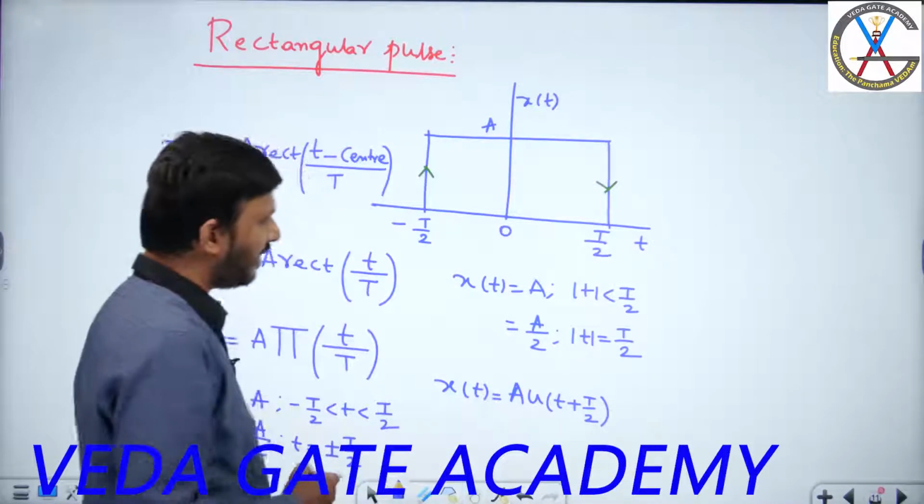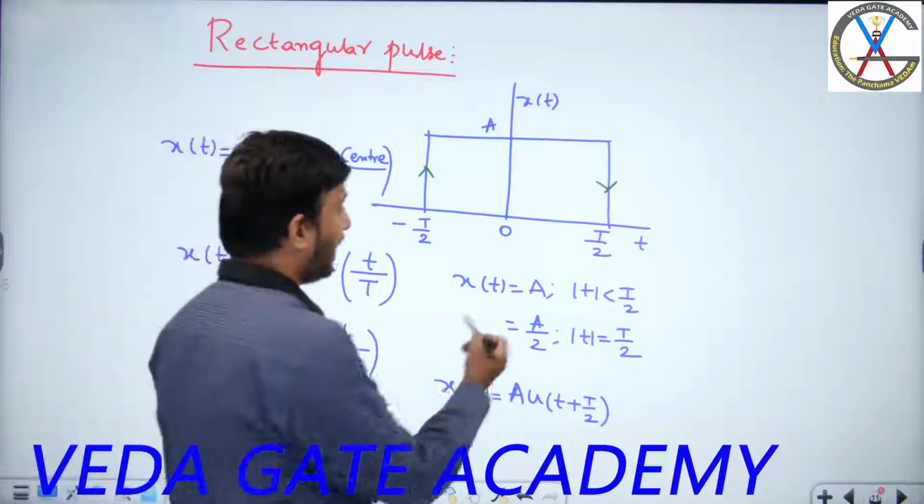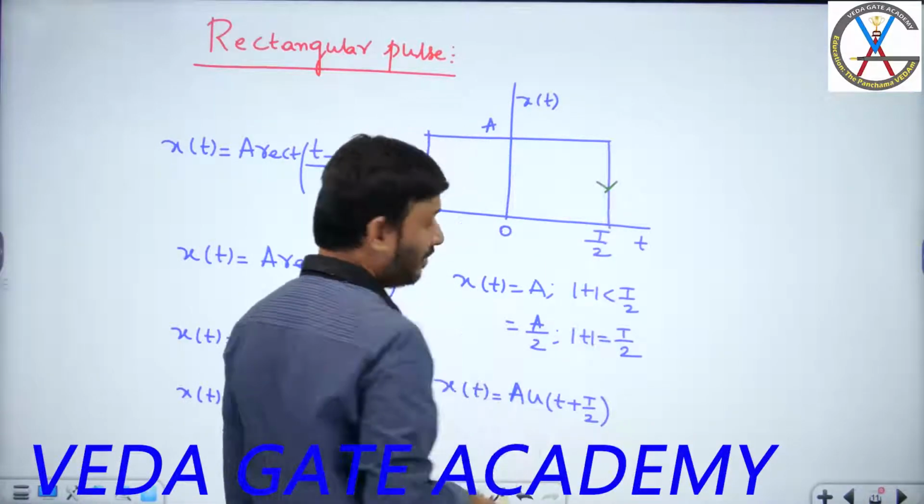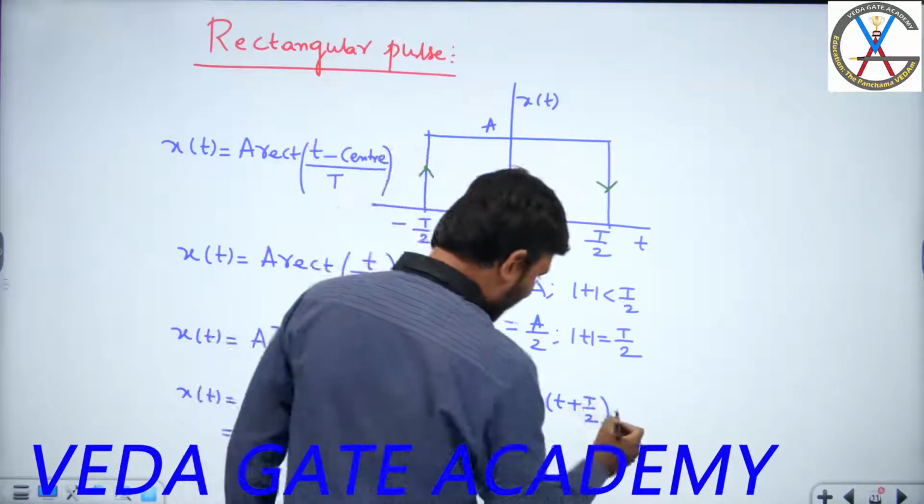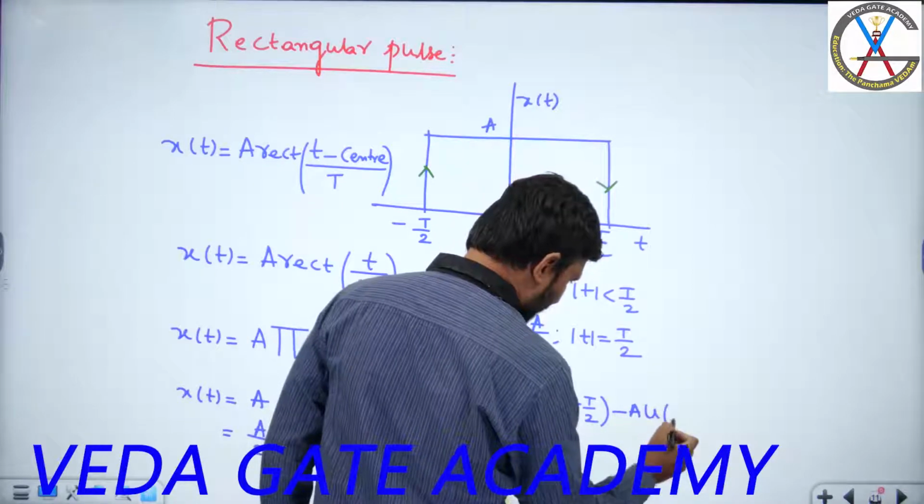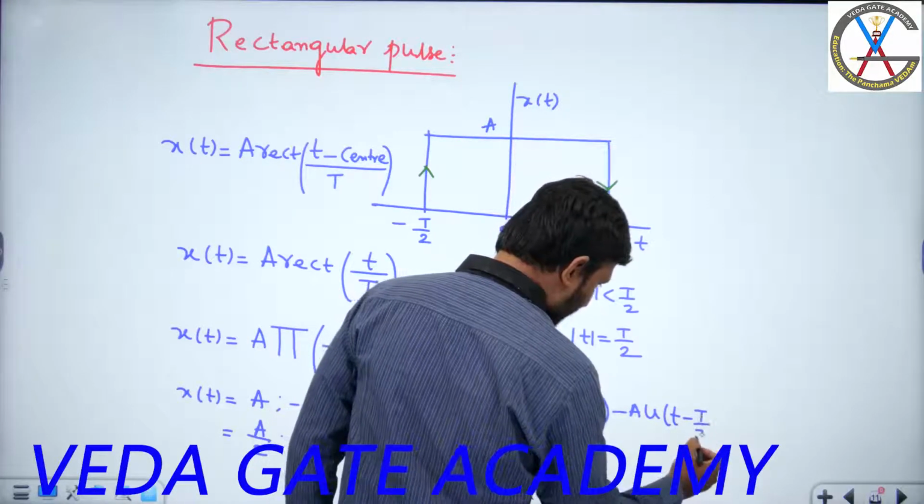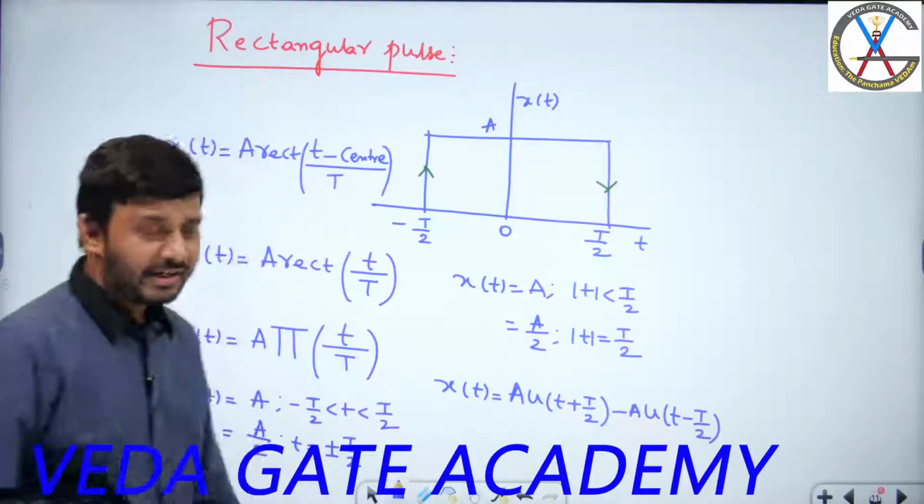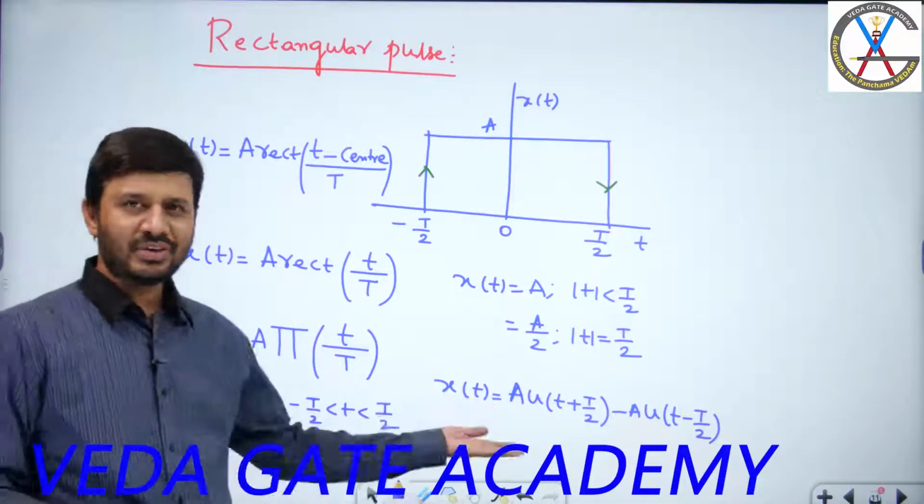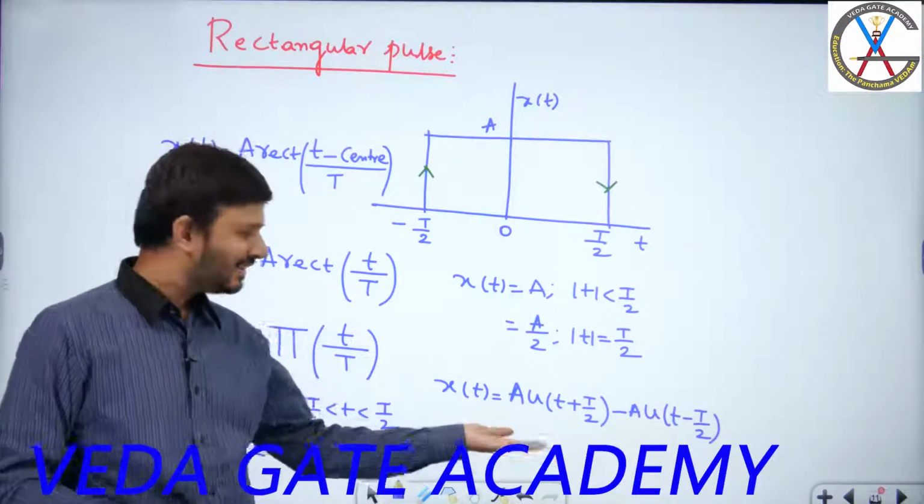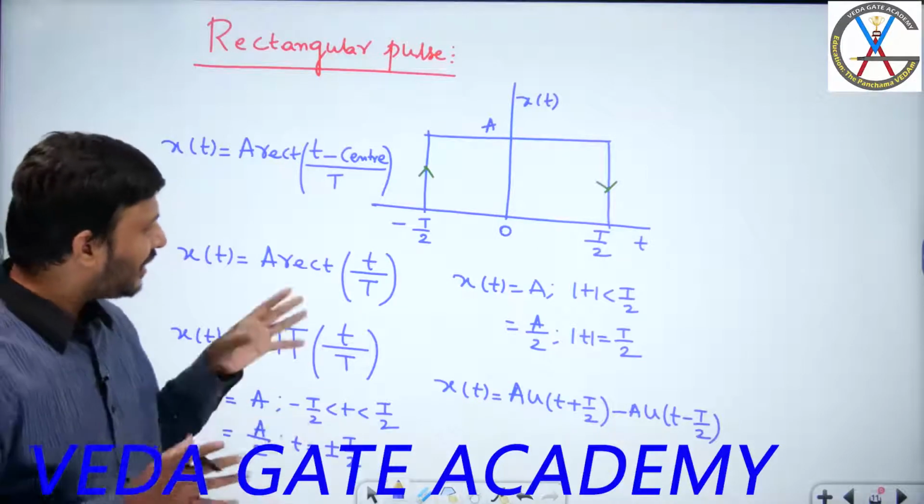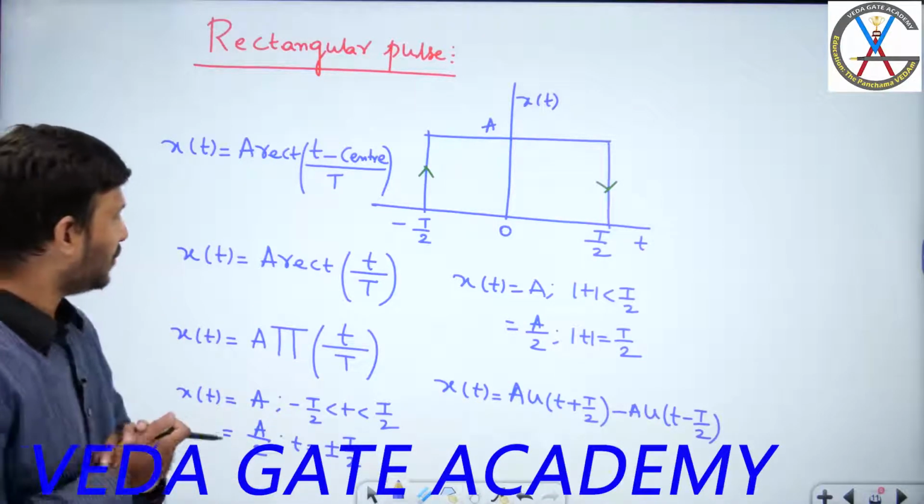As this is going with the value of a, when it encountered t by 2, its value became 0. So a value of minus a must be added. At what point? T by 2. This is in terms of unit steps. No sir, I want to write in terms of signum. Yes, you can write, because you know the relationship between signum of t and u of t. You can write in terms of signum also.